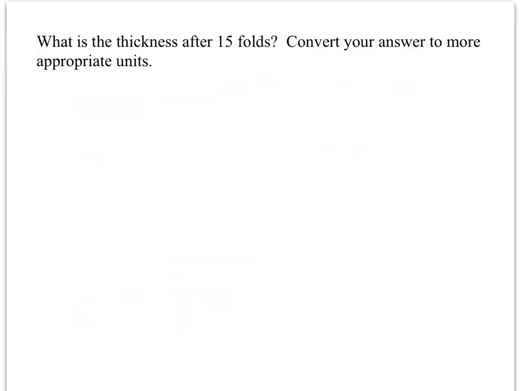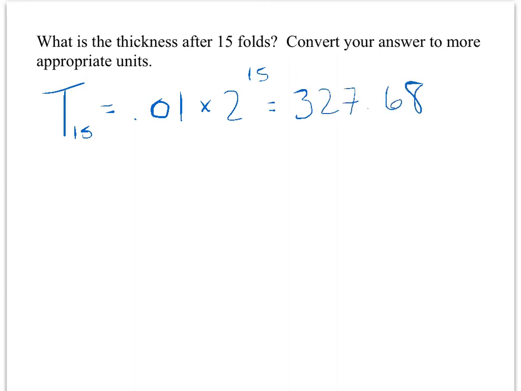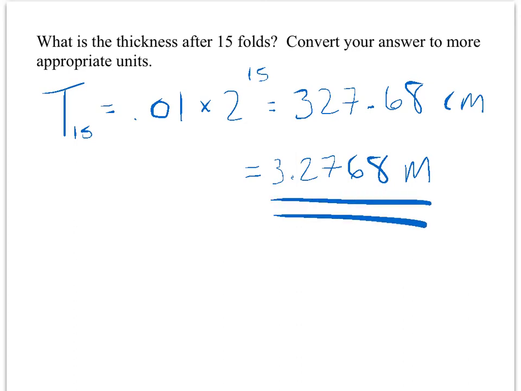So what's the thickness after 15 folds? T sub 15 is 0.01 times 2 to the 15th, which is 327.68 centimeters. And centimeters is no longer a good unit for this because we have so many of them. So maybe we could convert it to meters. There are 100 centimeters in a meter, so I'm just going to divide this by 100. And I get 3.2768 meters. So 3 meters, that's like 3 yards, a little more than, between 9 and 10 feet. So this is taller than a person, which is pretty big.